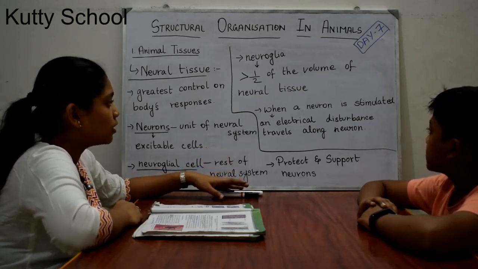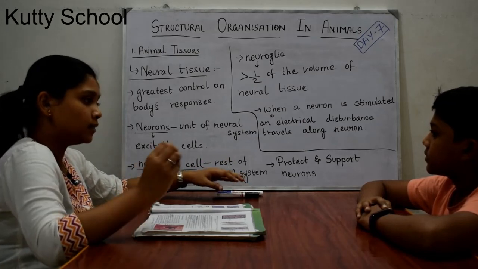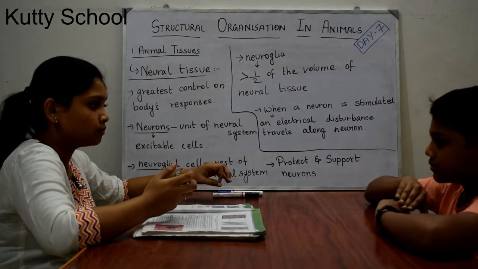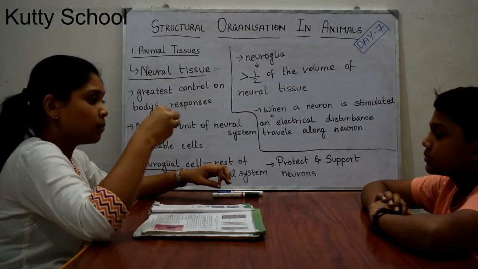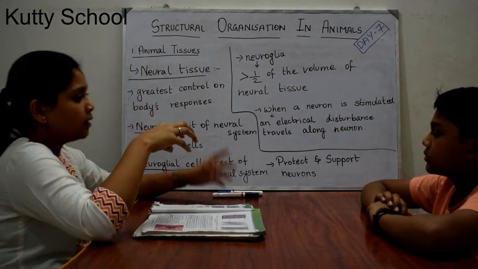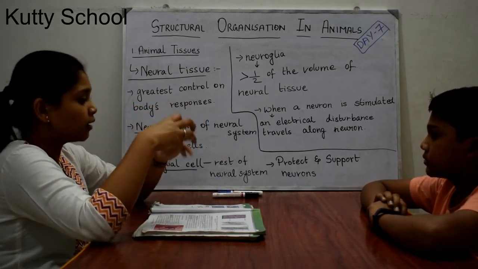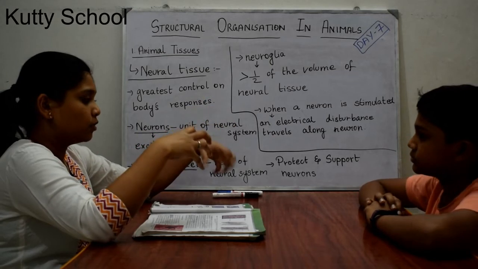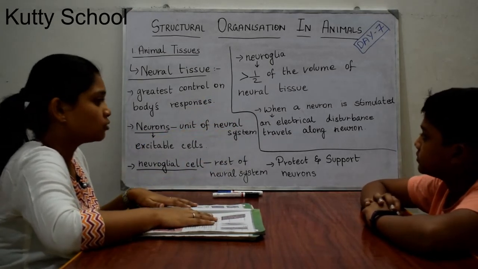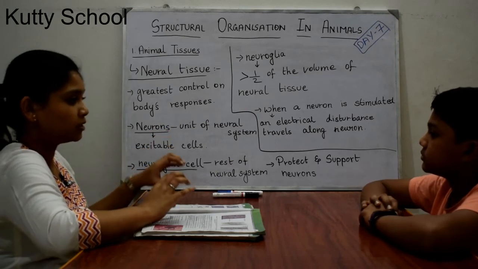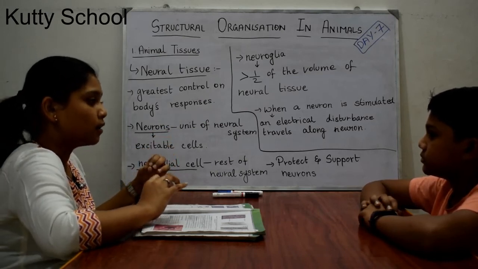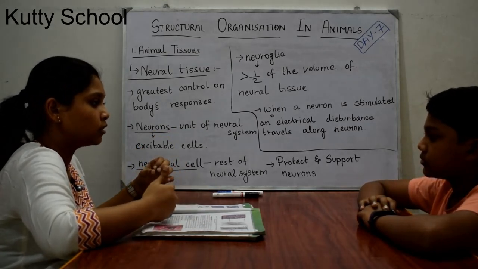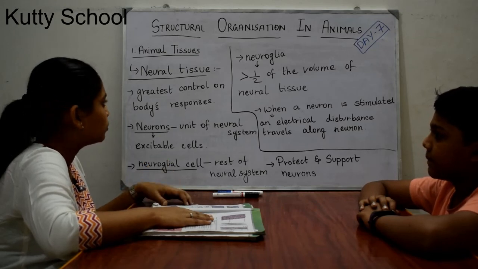Okay. So when a neuron is stimulated, an electrical disturbance travels along the neuron, and at the end of the neuron it releases some substances, and the next neuron catches the substances, and it carries that disturbance through its plasma membrane. So this is how the electrical disturbance is passed in a fraction of a second. It is passed through neurons to our brain. Okay, so this is about neural tissue.